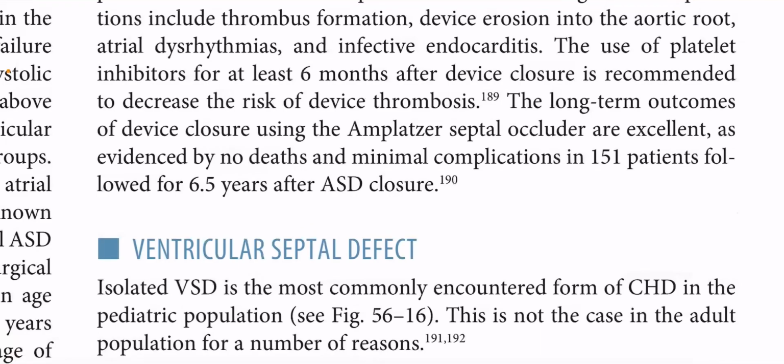The long-term outcomes of device closure using the Amplatzer septal occluder are excellent, as evidenced by no deaths and minimal complications of 151 patients followed for 6.5 years after ASD closure.